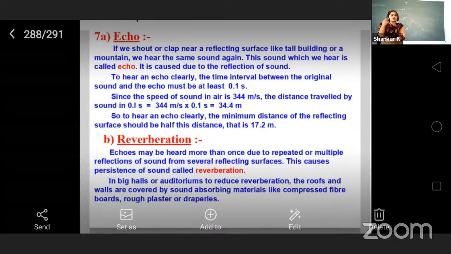It repeats 7 times. I have done that activity. I went there, made a sound, and I listened to my sound 7 times. These repetitions, more than one, we call reverberation. This causes persistence of sound, called reverberation, where the sound repeats more than once due to multiple reflections of sound from several reflecting surfaces.